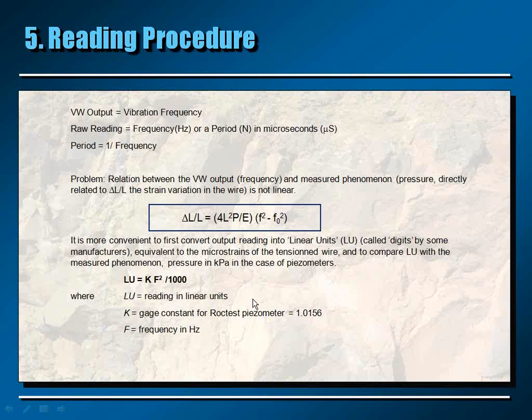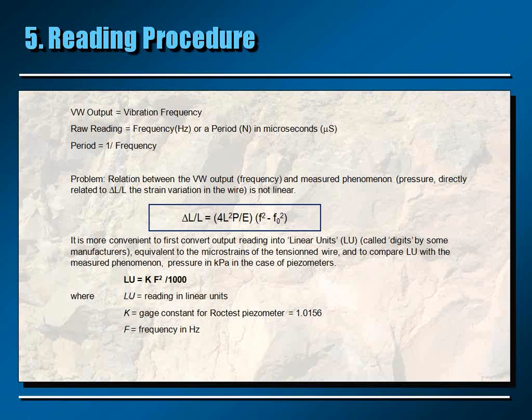So it is more convenient to work with what we call the linear units. The linear units, also called digits by other manufacturers, are equivalent to the microstrains of the tension wire in the piezometer. So that's why we will use a conversion formula, which you can see here, for converting the hertz into linear units. And then we will work using the linear units.